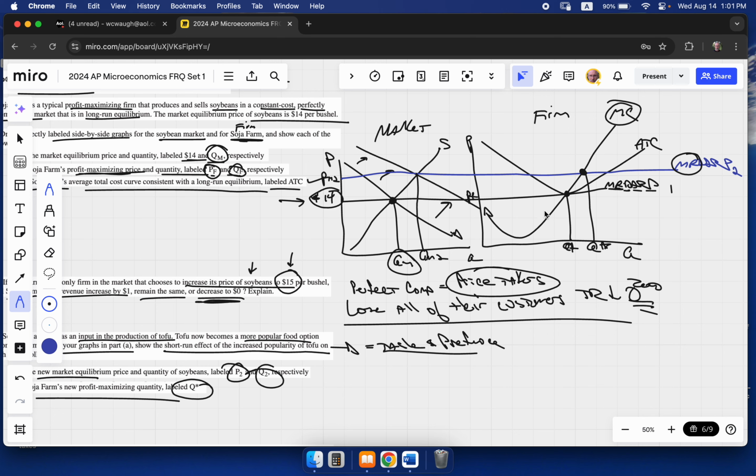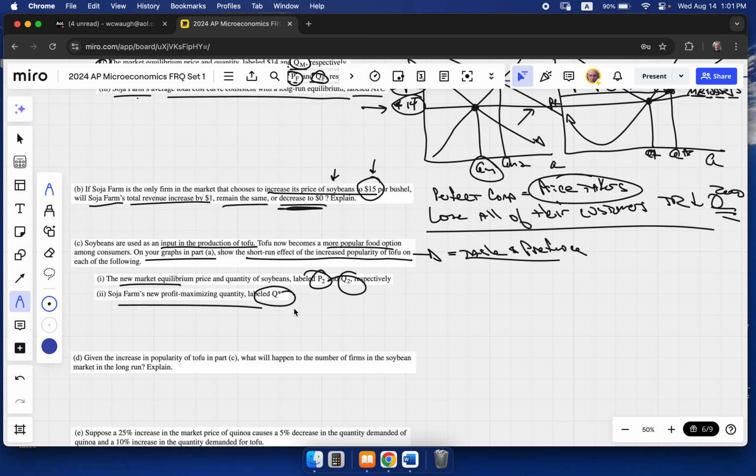I want to go one step further and show this firm. Before, it was breaking even in long run equilibrium. Now it's actually making profits. If we had to show profits, we'd go right here where that quantity hits the ATC and bounce to the left. All of this rectangle in here would be profits, right? So this is the price they can charge for the good, whatever that is. This is the cost of producing that good. So all of that above the cost would be profits. I hope that makes sense.